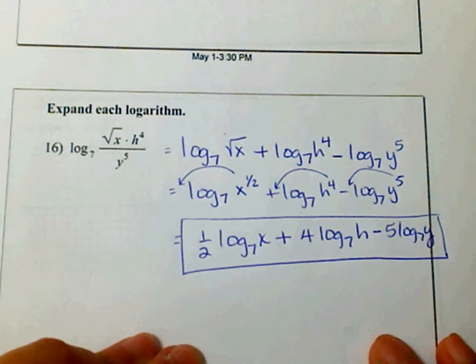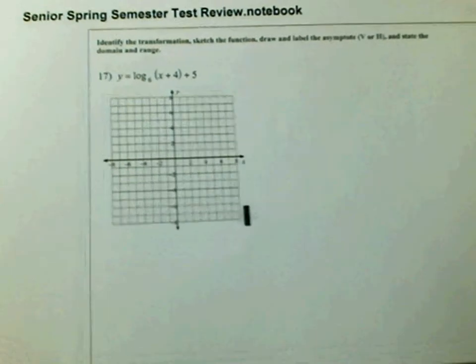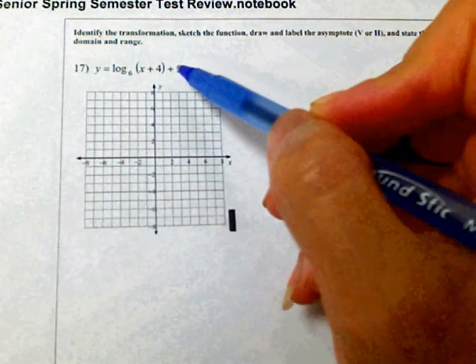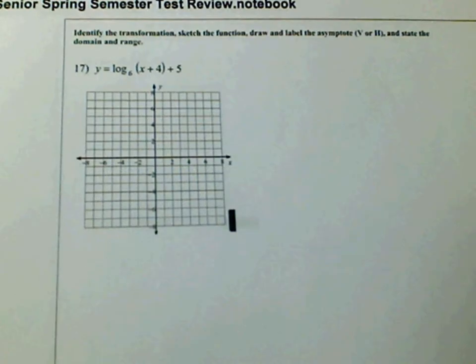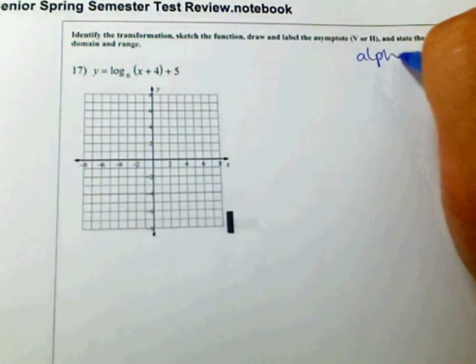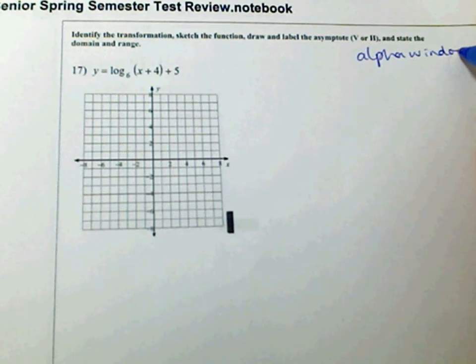Now we are going to hit transformation for logs. Alrighty? If you take a look, best thing to do is use your calculator to help you. Remember the alpha window. If you have a TI-84, that is going to be your best friend to kind of help you get your 5 points.